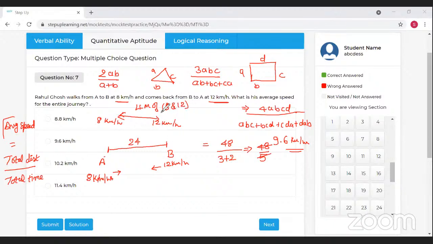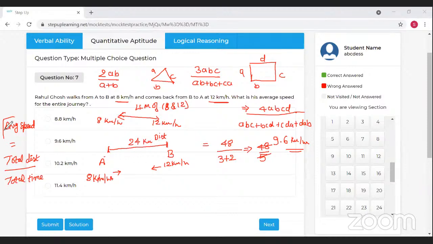8 and 12, so take the LCM of 8 and 12. That's 24. I'll reply to you in a minute. The LCM of 8 and 12 is 24. So this 24 kilometers will be my distance. I assume that the distance is this. Are you getting it now, Faisal?